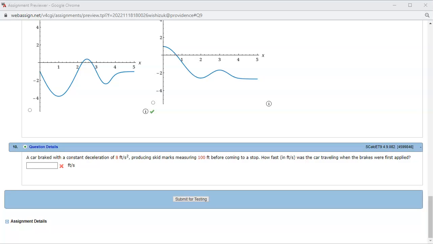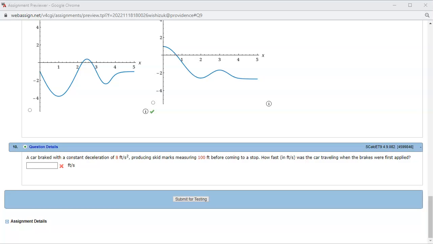Alright, let's look at homework 4.9, problem number 10. It says a car braked with a constant deceleration of 8 feet per square second, producing skid marks measuring 100 feet. So it takes 100 feet to come to a stop. How fast was the car traveling when the brakes were first applied?